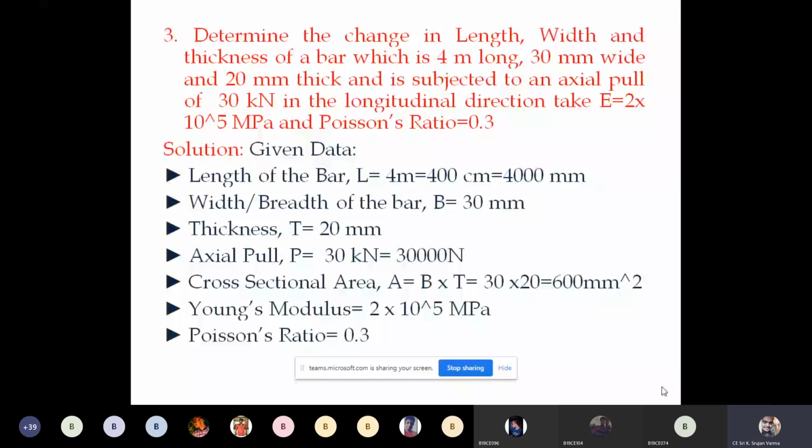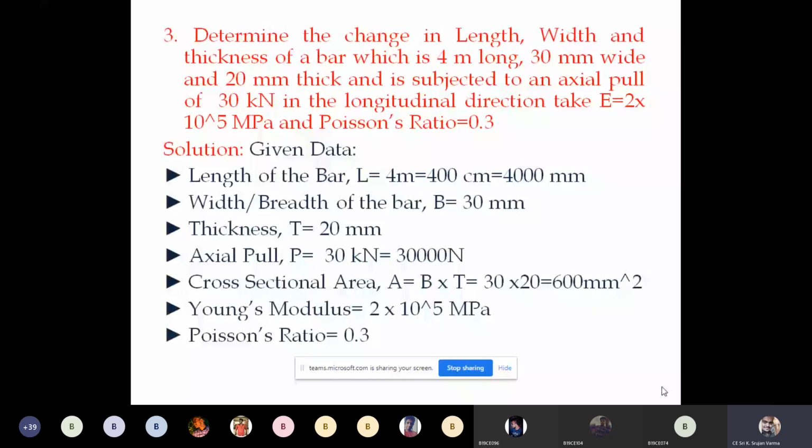Now, change in length is equal to strain multiplied by original length. Can I write it like that? Yes, sir, we can. And also, change in width, delta B, can be written as strain multiplied by original width. Okay, so here, this is the given data.